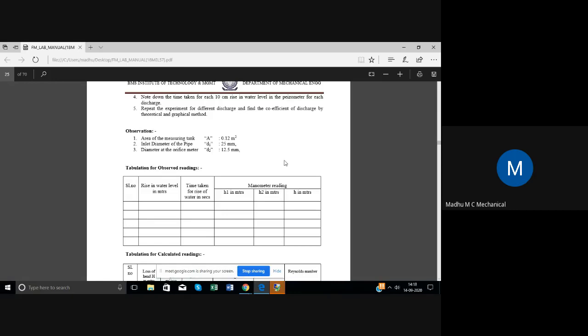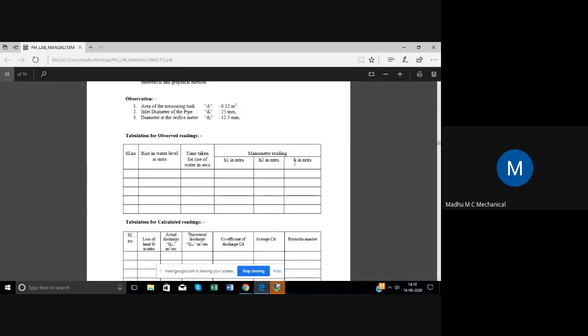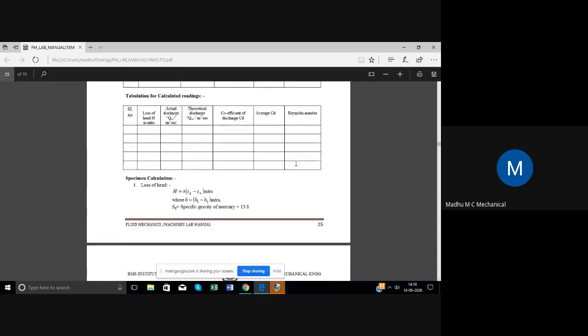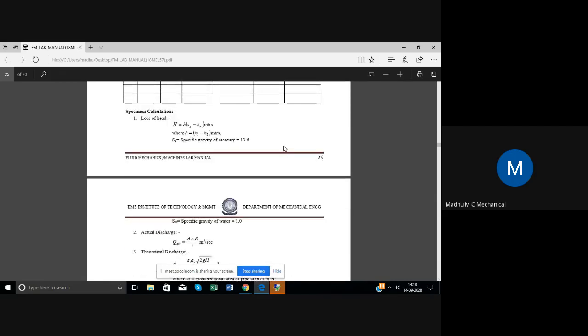Now, first you take the first reading. Serial number 1, take the first reading. I want you to calculate the following. Loss of head, capital H, is equal to the difference of H1 and H2, into SG, specific gravity of mercury, 13.6 minus 1 for water, 12.6. To do that, find the value of H, loss of head, for the first reading.